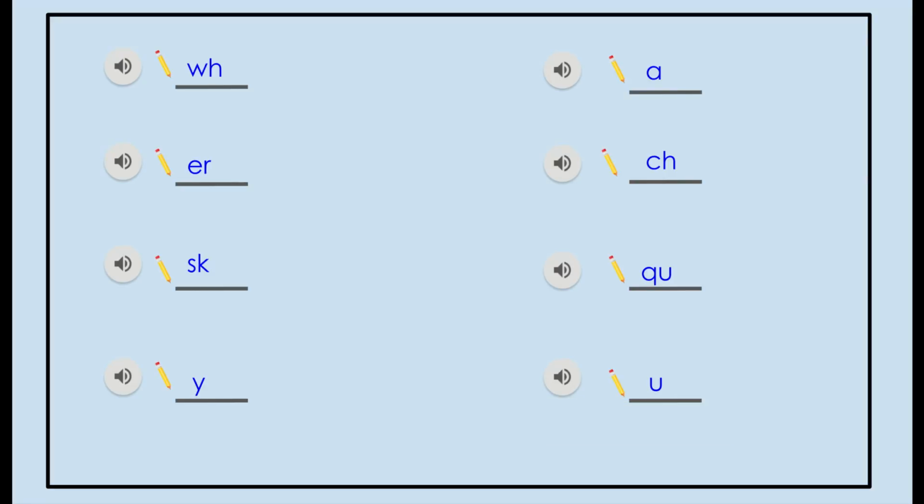Let's check your answers. The first one was WH. Number 2, A. Number 3, ER. Number 4, CH. Number 5, SK. Number 6, QU. Number 7, Y. And number 8, U.